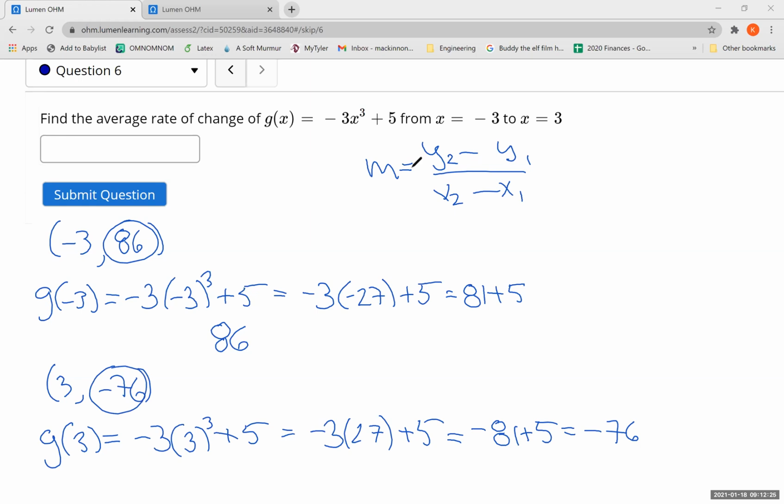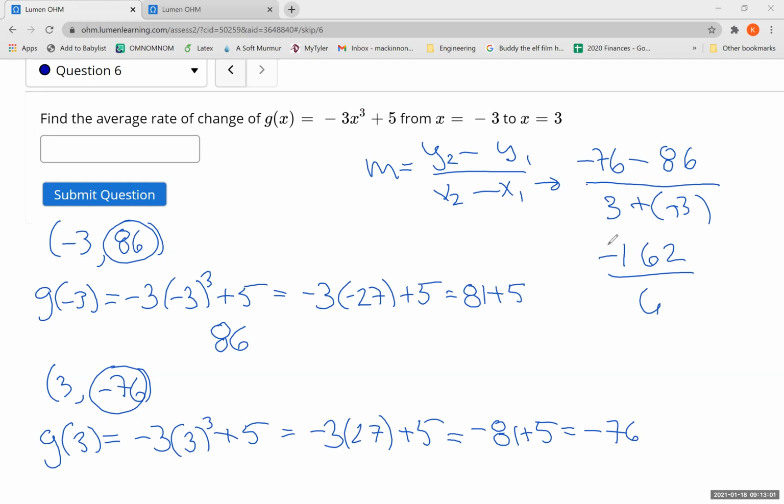Now I can use the slope formula. All right. So y2, we'll say -76. It doesn't matter how we label them as long as we're consistent. Minus y1 is 86, divided by 3 minus -3. Well, that's going to be a plus of 3. That's great. So we know in our denominator we're going to have 6. And then we're going to do -76 minus 86. And we're going to get -162. And -162 divided by 6 is actually -27.